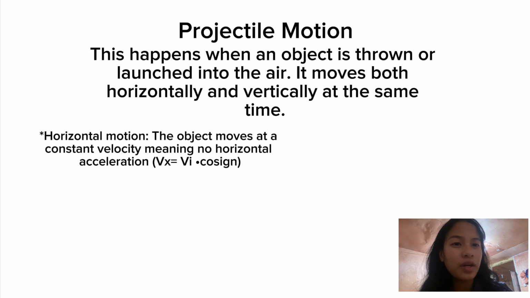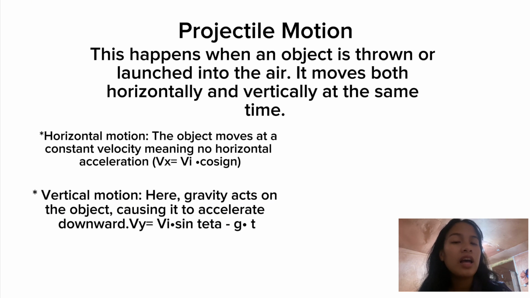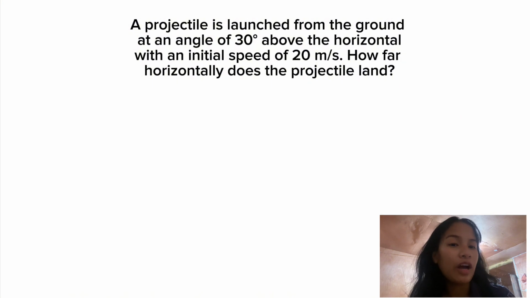The formula for this one is Vx is equal to Vi times cosine theta, while in the vertical motion, gravity acts on the object, causing it to accelerate downwards. The formula for this one is Vy is equal to Vi sine theta minus g times t. Now, for our example, a projectile is launched from the ground at an angle of 30 degrees above the horizontal with an initial speed of 20 meters per second. How far horizontally does the projectile land?